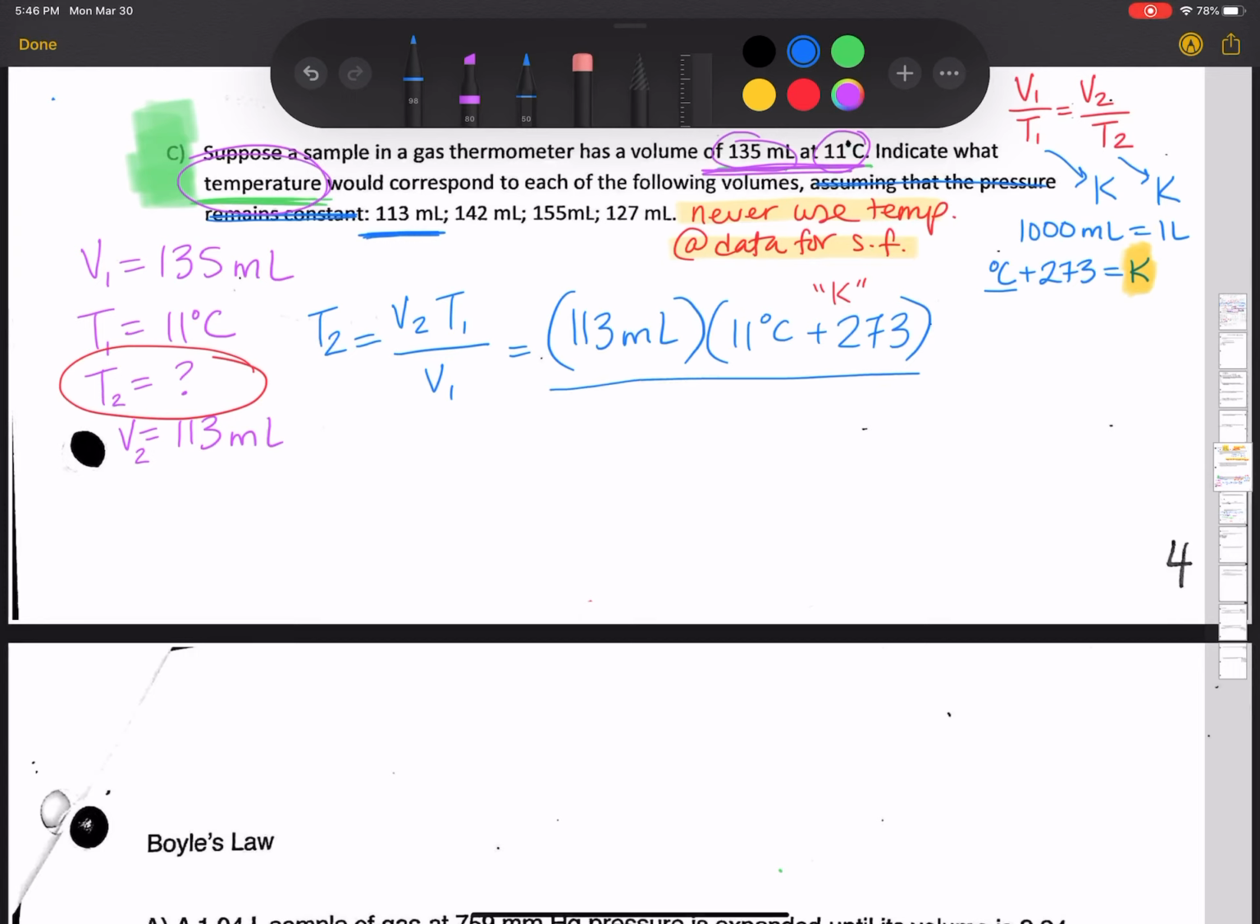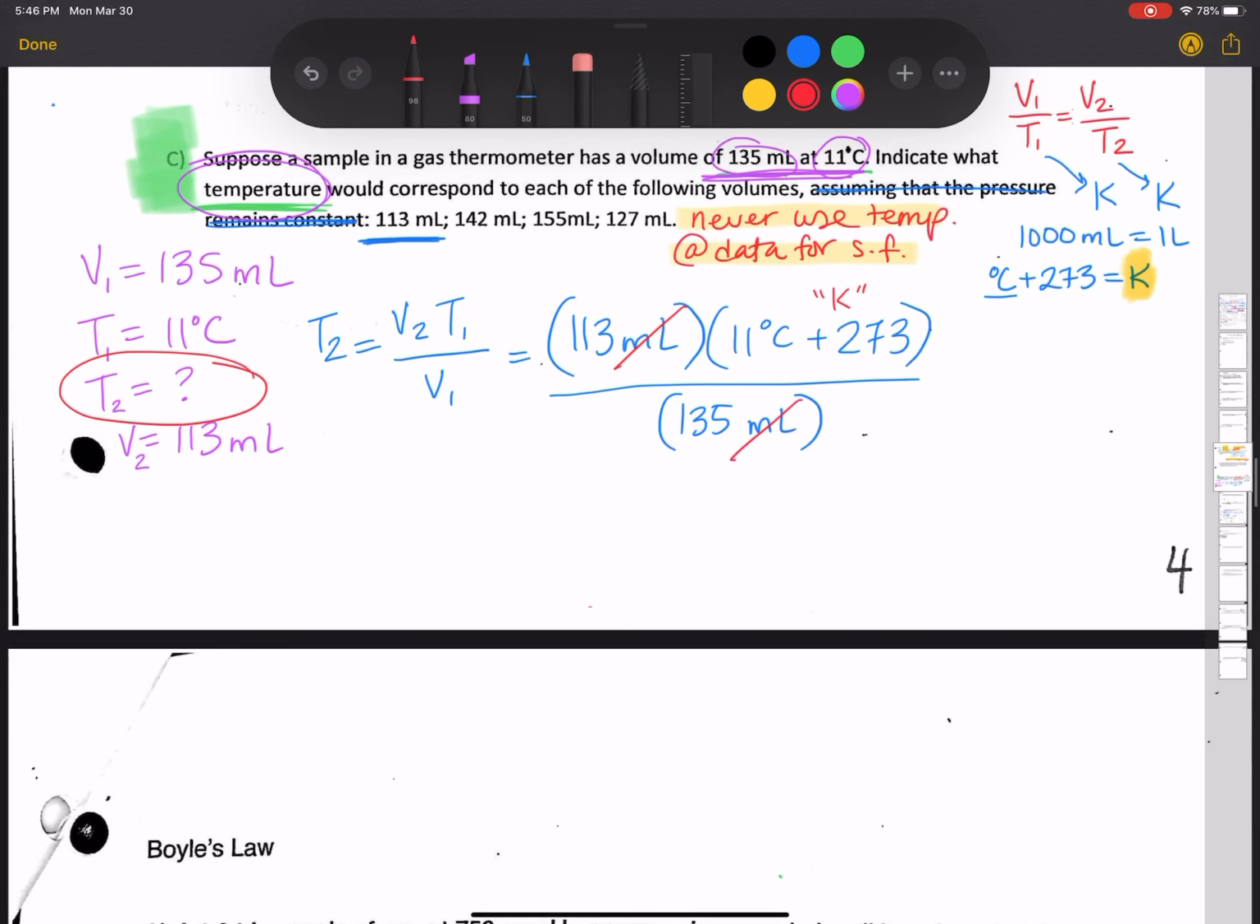When I go to the rest of the formula, I just need to plug in V1. V1 is not going to change for this question, neither is T1, but V1 is just 135 milliliters. That goes in my denominator. Let me take a look at my units and make sure they've all canceled. I have milliliters in my numerator, milliliters in my denominator, and I'm left with Kelvin in my numerator.